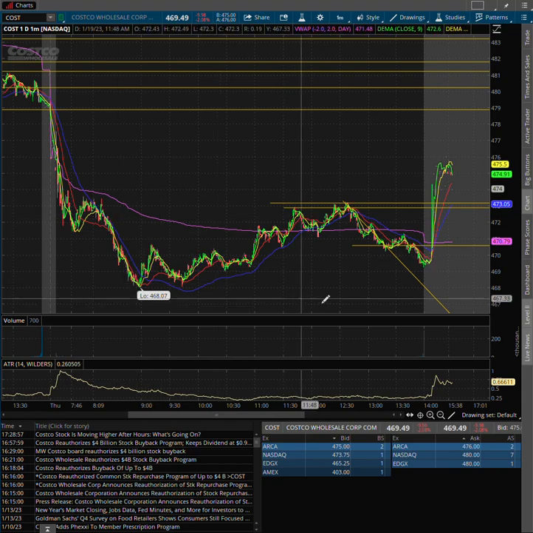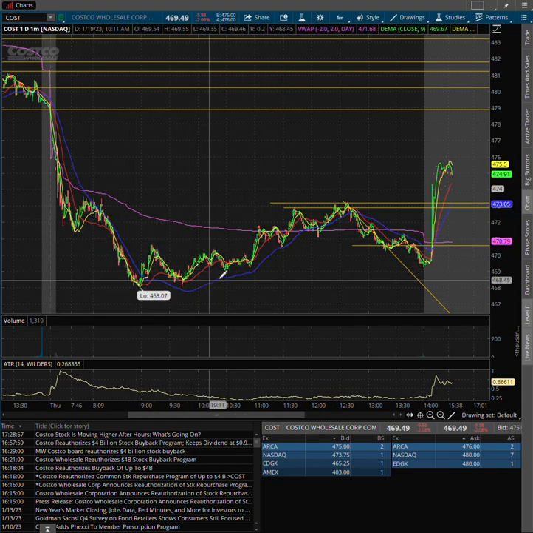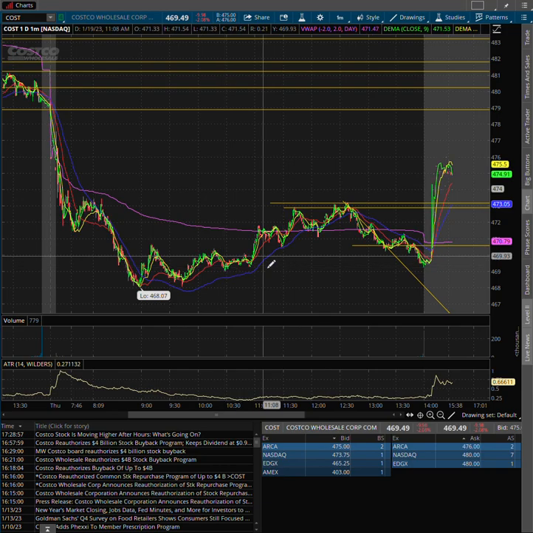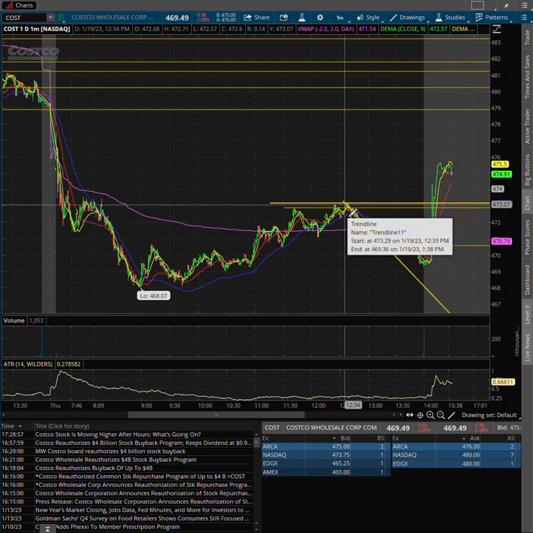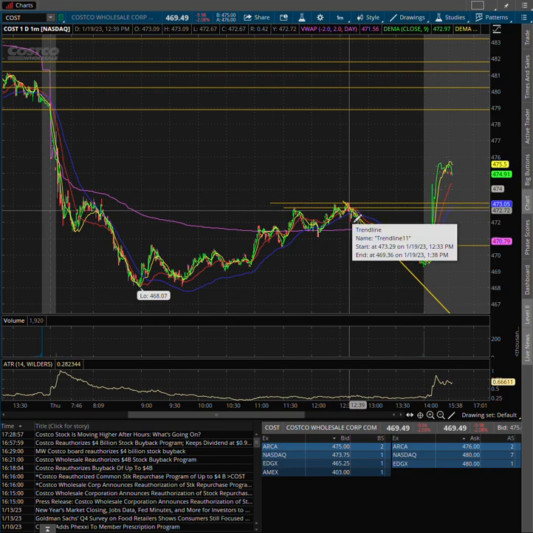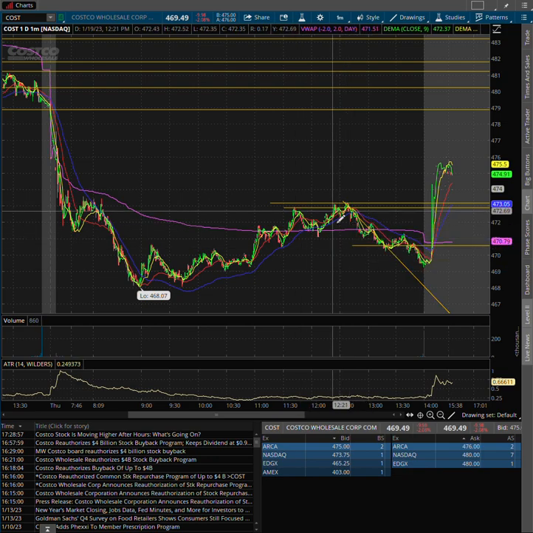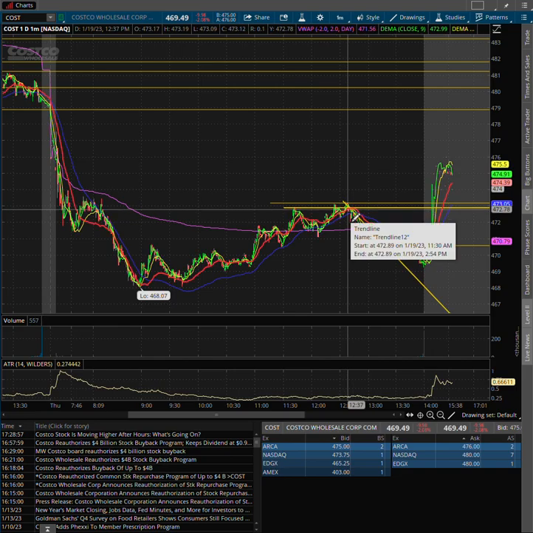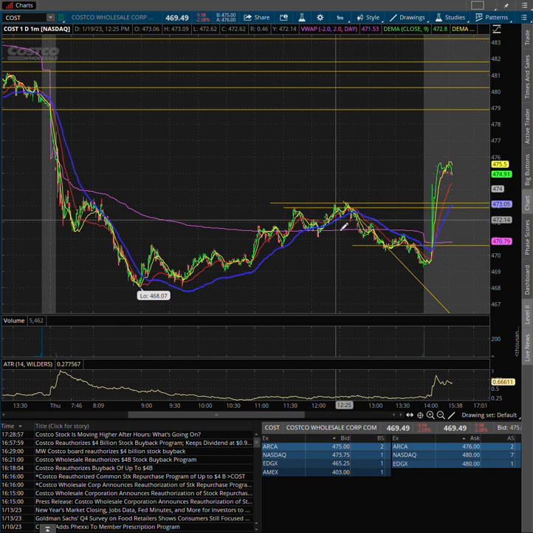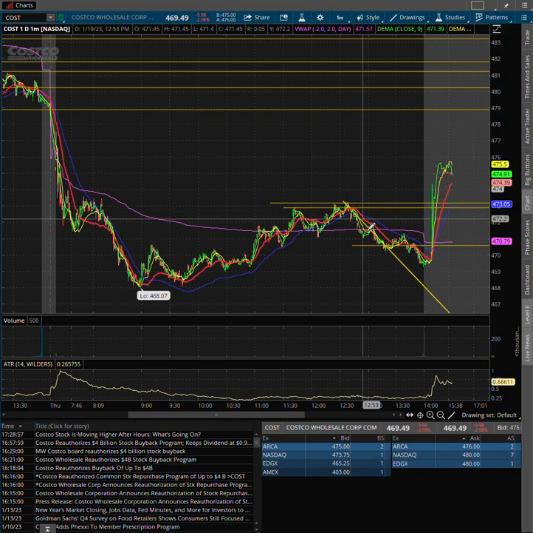Now, I got in somewhere here, and at this point, I was up significantly, quite a bit actually. Now, when I got to this point or this point, I noticed that the top had a curvature.